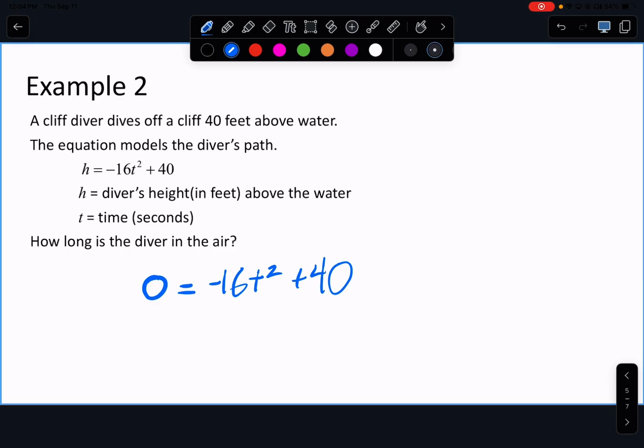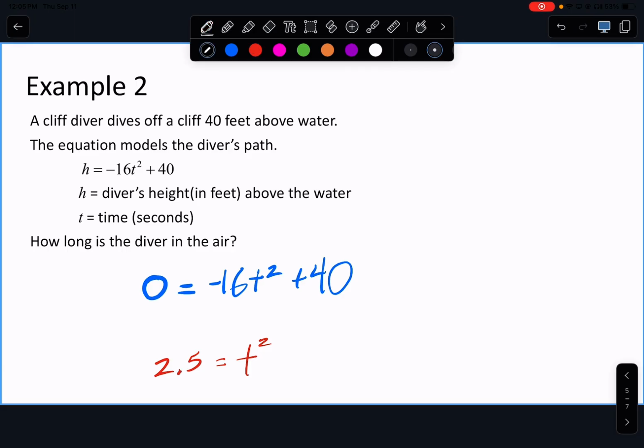All right, we should get 2 answers, right? If we do this the right way, because we have a square root. Okay, so we subtract 40, then you divide by negative 16. So we end up with what? We end up with t squared equals what? 2.5, right?